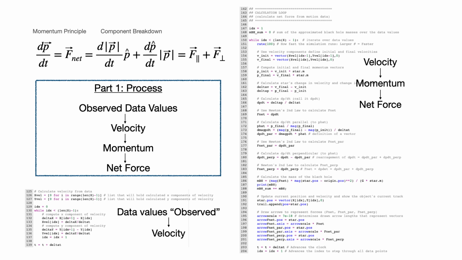In part 1 of the lab, I was able to observe the motion of the star and calculate the velocity and then momentum from the data values collected through the definitions of velocity and momentum. From the change in momentum over time and the momentum principle, I was able to find the net force at each point in time. I was not able to directly calculate the net force from the observations.